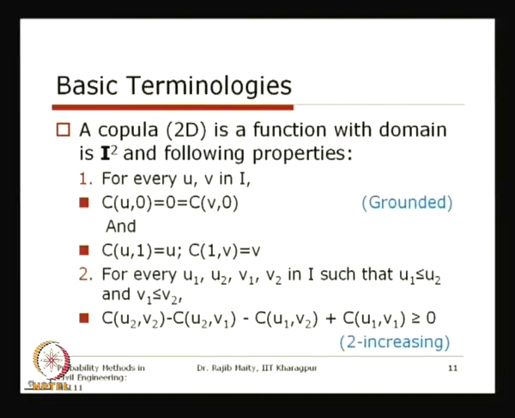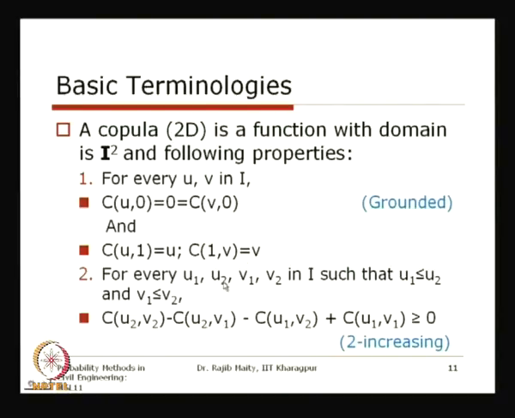So a copula, and here it is a two-dimensional case, is a function whose domain is I square. Now I square, as I discussed just a few minutes before, is a two-dimensional plane bounded by 0 and 1 on both axes, that is, the vertices are (0,0), (0,1), (1,0) and (1,1). It should have the following properties. One is that it is grounded: C(u,0) equals 0 and C(0,v) equals 0. The other is that when one of the arguments reaches its maximum value, C(u,1) equals u and C(1,v) equals v.